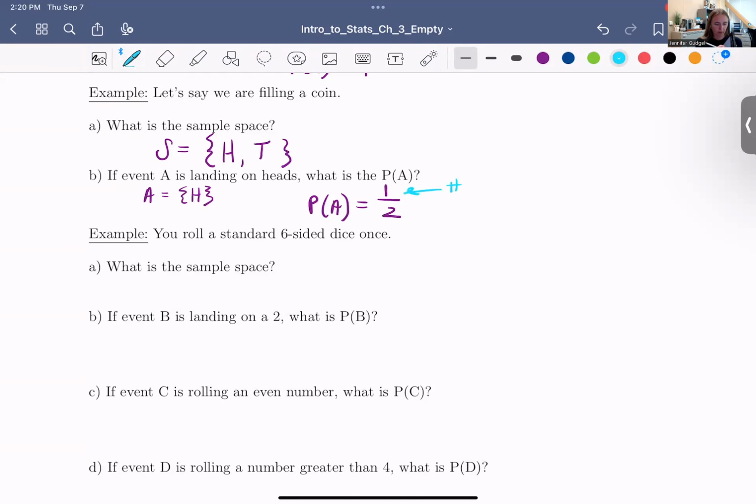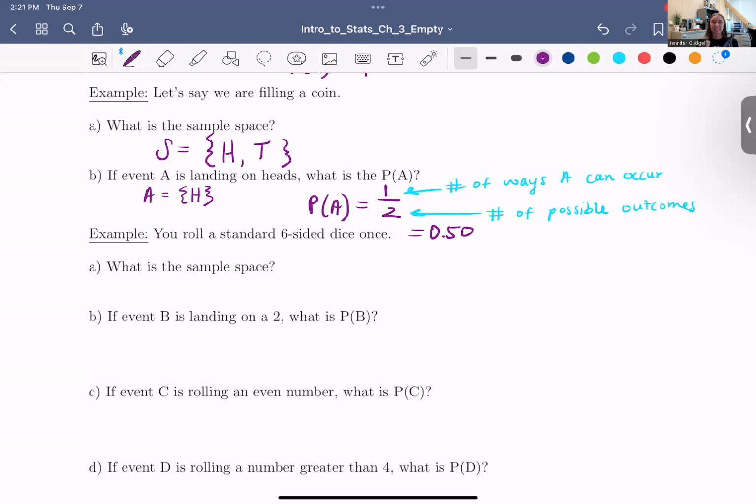Remember, that's the number of ways A can occur divided by the number of possible outcomes. This can also be written, if you want, as 0.5, or you could write it as 50%, okay? Fraction or decimal, but note here that that is between 0 and 1, so we know we're good to go.